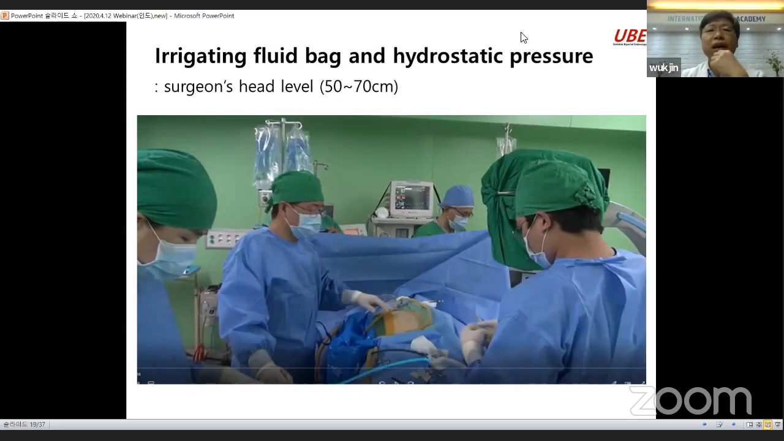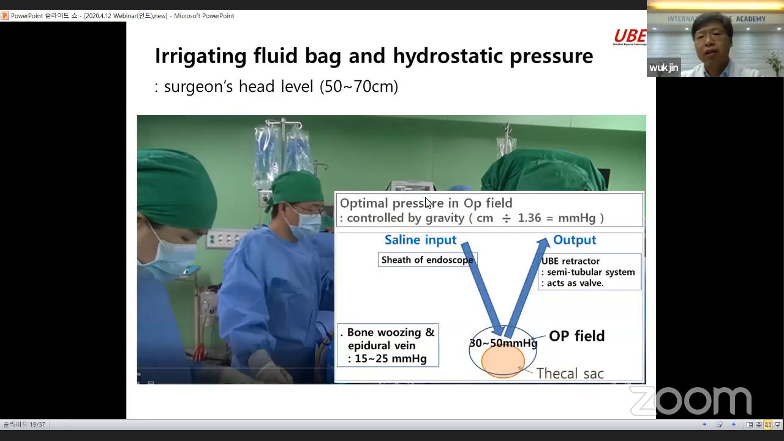Second is the irrigating fluid bag and hydropressure. The fluid bag location is very important. It is at the surgeon's head level, roughly 50 to 70 centimeters from the skin of the back. Converted to millimeters of mercury, the optimal pressure is 30 to 50 mmHg. Remember, the surgeon's head level.